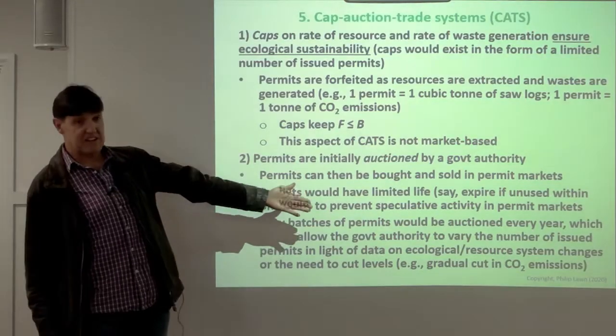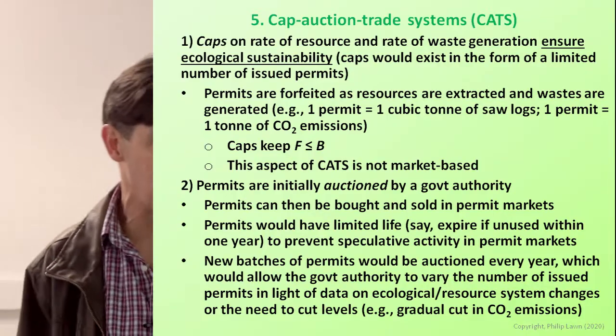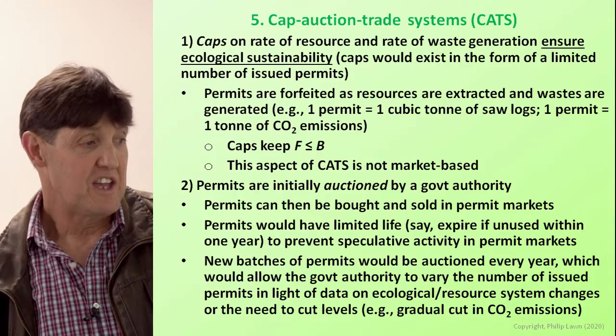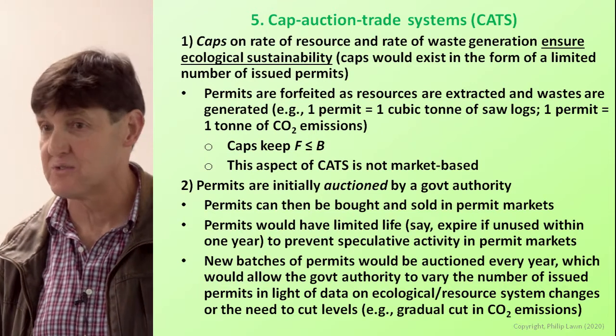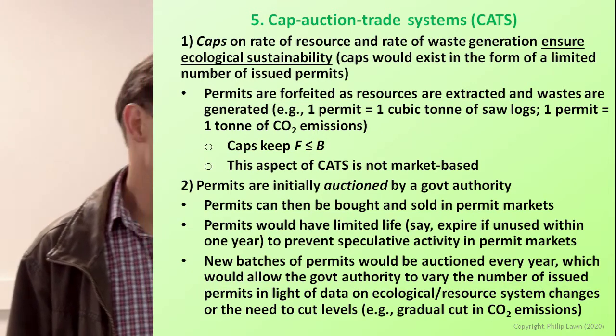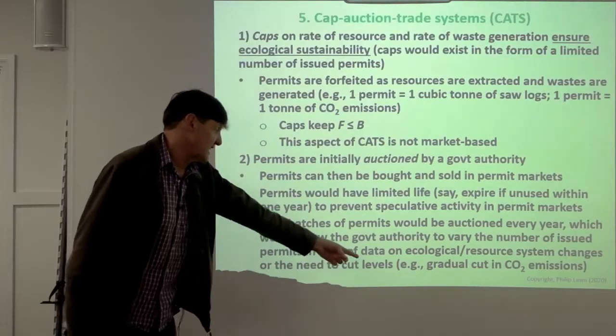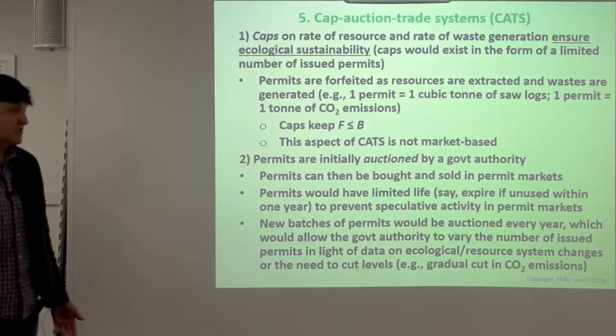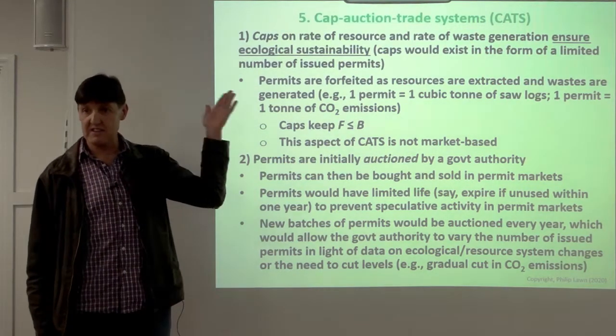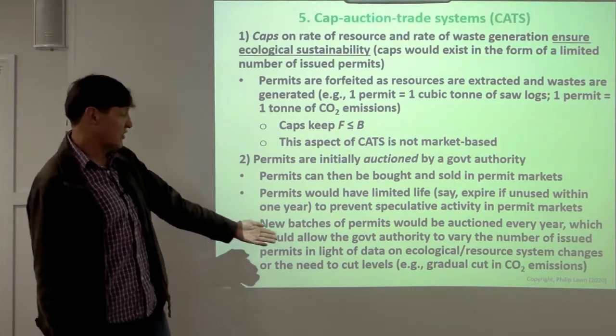Well, not only does it prevent speculation, it allows, of course, the authority to vary the number of issued permits in light of data on ecological resource system changes, because that's changing all the time, or the need to cut levels. For example, we need to gradually cut CO2 emissions. So each year you would auction off fewer and fewer permits so that you meet your Paris targets and so forth.